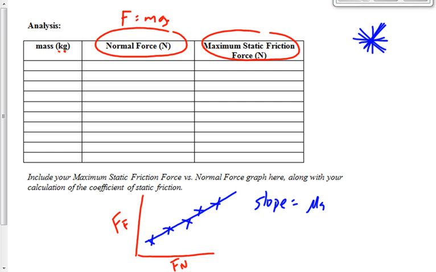At this point, you've got the coefficient of static friction. You're going to write a conclusion. There was no hypothesis for this, by the way. No hypothesis because, really, what are we going to hypothesize? The coefficient of static friction is, what are you going to guess? That's not a hypothesis, that's a guess. I don't want you to guess what you think the coefficient of static friction is.